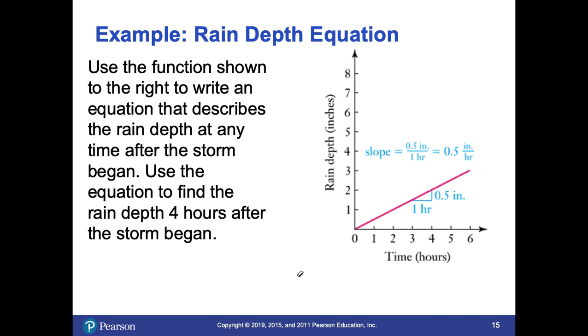Now, what we want to do here is use the function on the right to write an equation that describes the rain depth at any time after the storm began. There's a couple things I want to point out. Let's take a look at the slope here. Slope, again, is change in the y direction. That's here, 0.5.